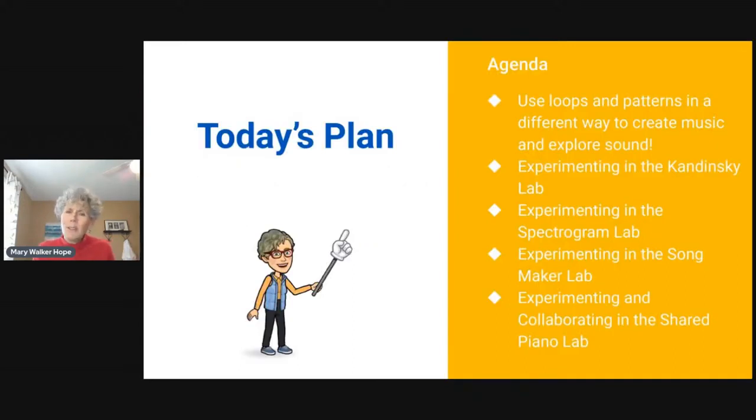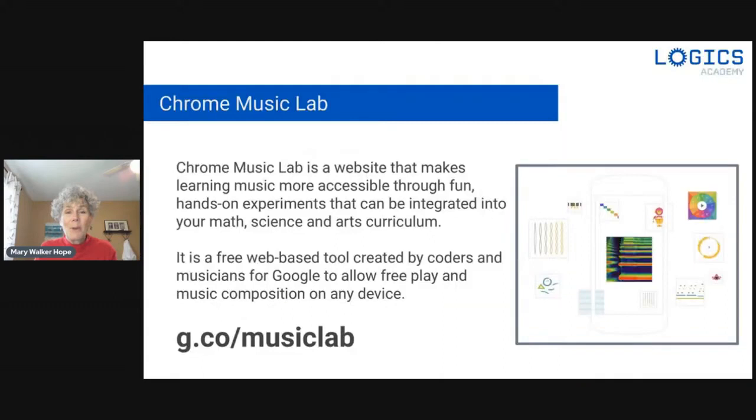So today's agenda, really, really simple. We're going to use loops and patterns in a really different way in Chrome Music Lab so that we're going to explore and create music and create and explore sound as well. We're going to experiment in 4 of the different labs that are in Chrome Music Lab. Can't do them all today, but we're going to do 4 of them. We're going to take a look at the Kandinsky one, we're looking at spectrogram, and we're going to also go into Songmaker Lab, and then finally finish off in shared piano. And the intensity of the coolness, I think, increases each time. You'll have to be the judge of that, but have fun anyways today in what we're doing.